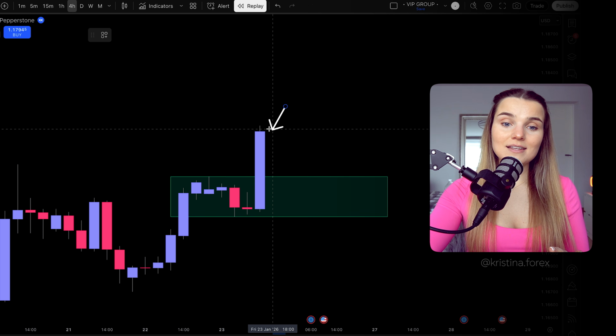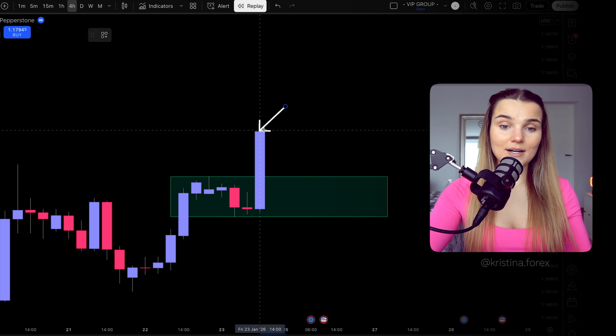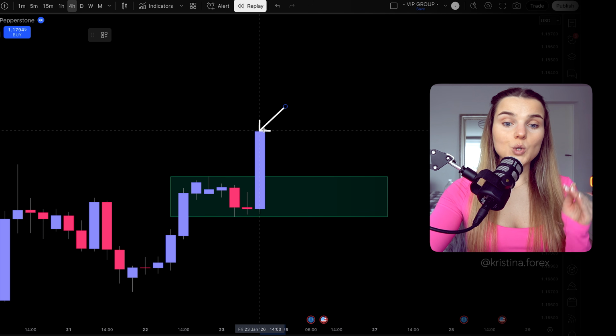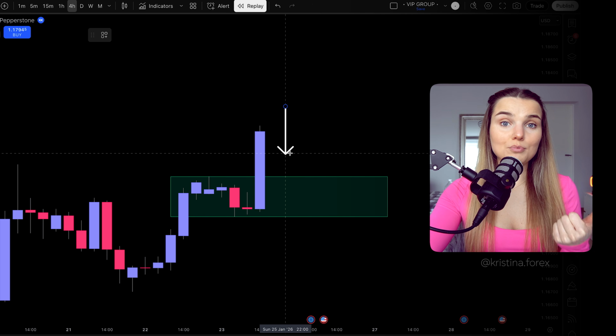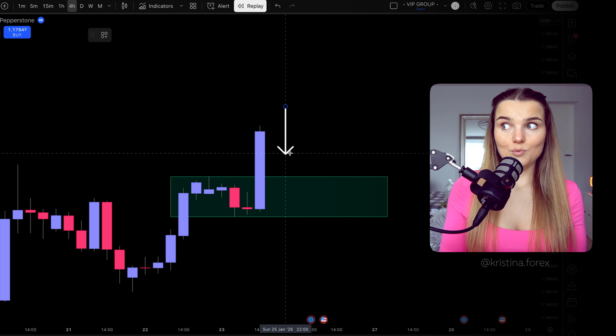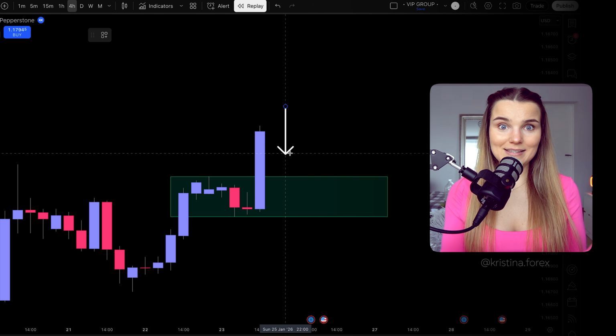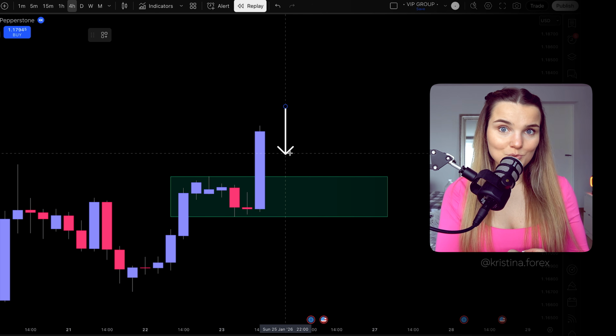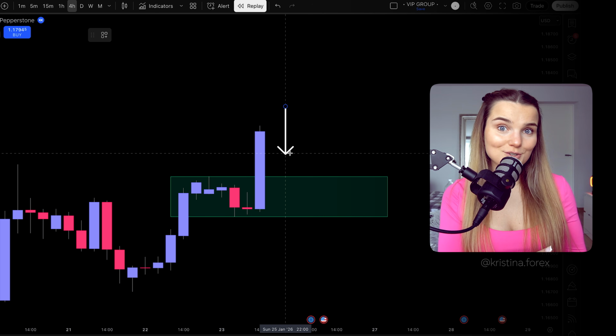And instead of entering our trade right here where the train already left, we also get a cheaper price to enter our trade from, which you can probably guess gives us a better entry, better risk to reward, and of course, greater results.